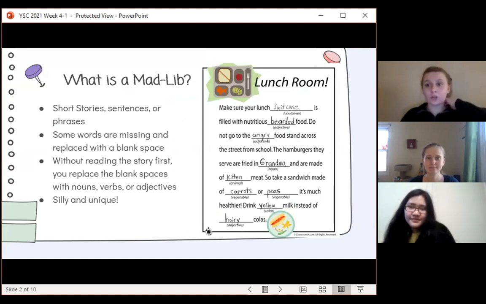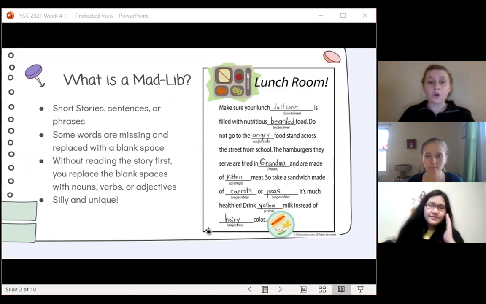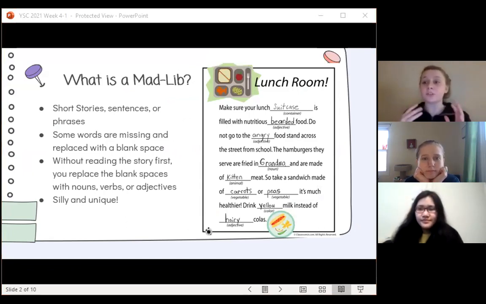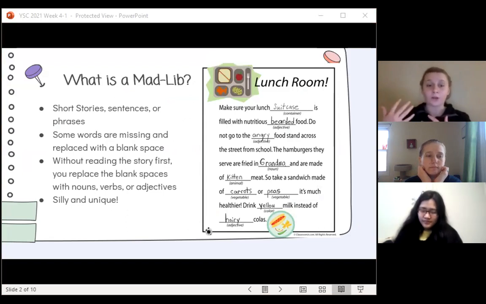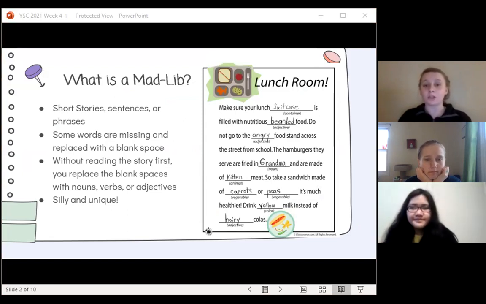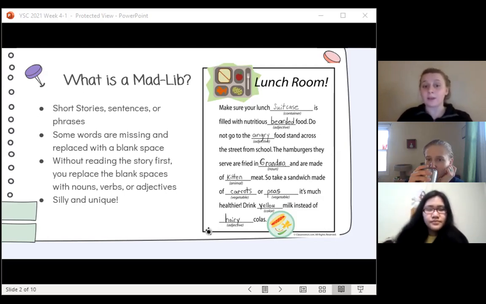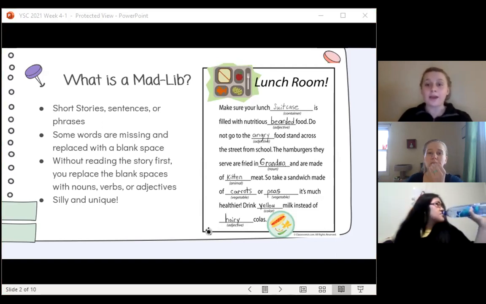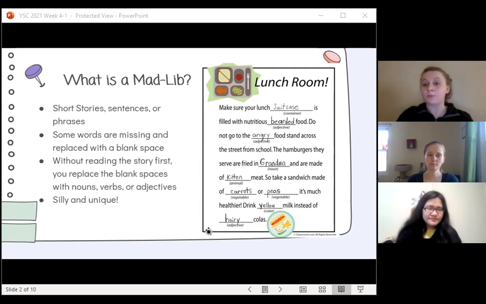So before we begin, we're going to go over a bit on what a Mad Lib is. Mad Libs start with short stories or sentences or even just phrases, but they're not the normal stories or sentences you would hear in real life, because there are some words missing throughout the story, and where there would be words, they're filled with blank spaces. If you can see this picture to the right of the screen, it has a short story, but certain words are missing and it just has little blank spaces. How to fill it in is, without reading the story first, you replace the blank spaces with the words they explain. We're going to go over in a second what kind of words you fill it in with. But as you can see on the example, they filled in the first blank with the word suitcase. And usually the result is really funny and unique.